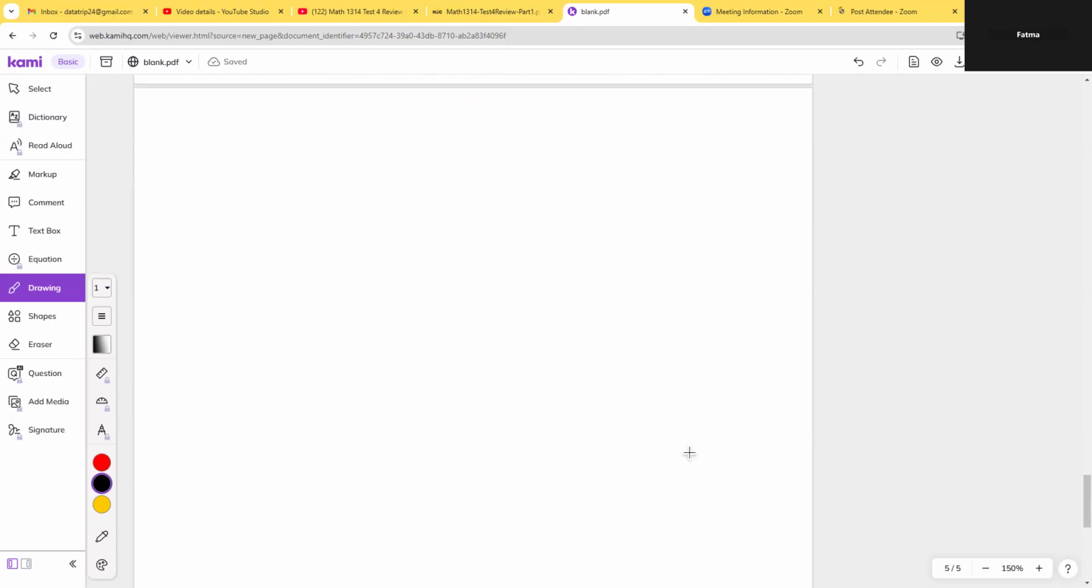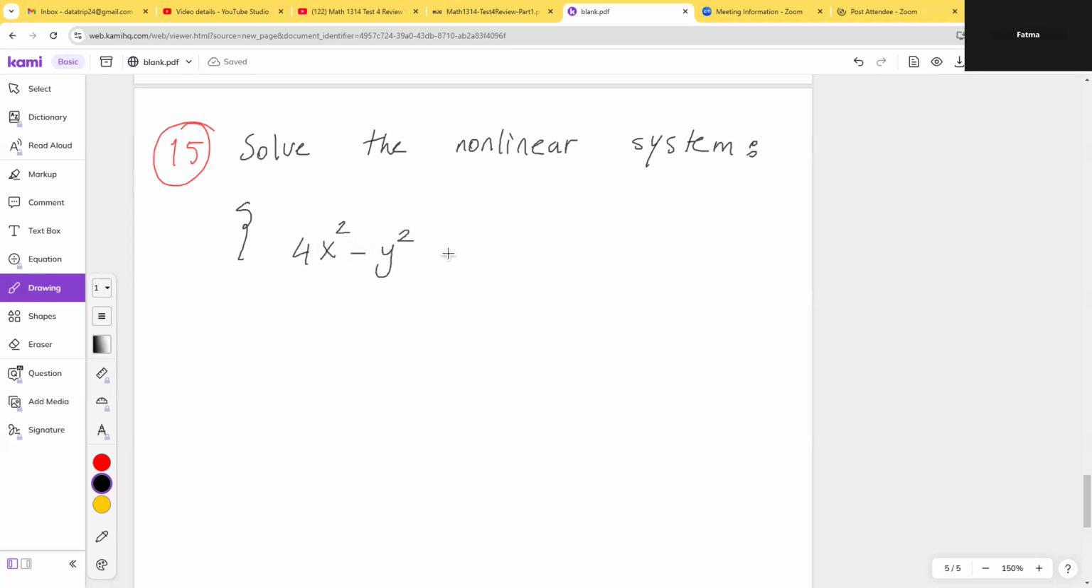I'm going to go here. Question 15 on the test is, solve the nonlinear system. And then at the bottom, let's say we have 4x squared minus y squared is equal to a number. And then we'll have negative 2x plus 1 is equal to a 3. If I keep that like this, that is not going to work. So I have to change this to a 5.